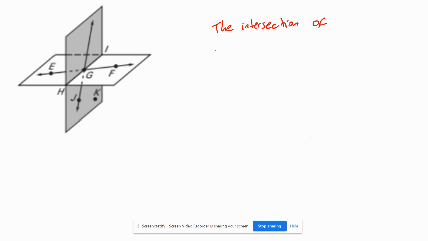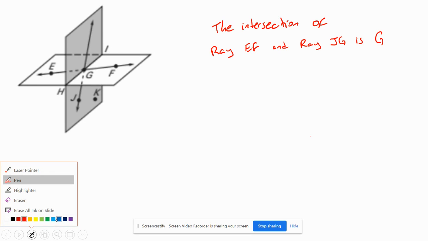The intersection of, let's say, ray EF and ray JG is G. Let's say I have that. So I'm going to come up with two examples. The intersection of ray EF and ray JG is G. Let me come up with another example.